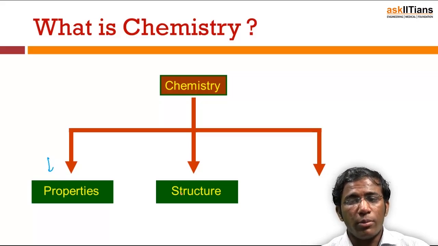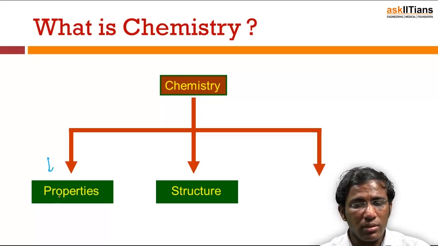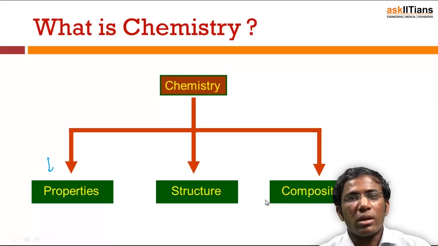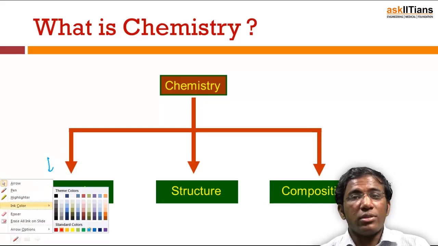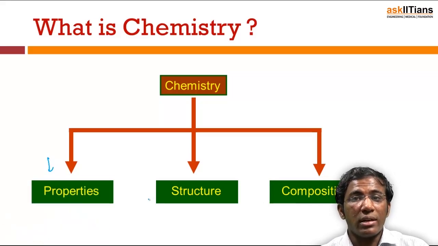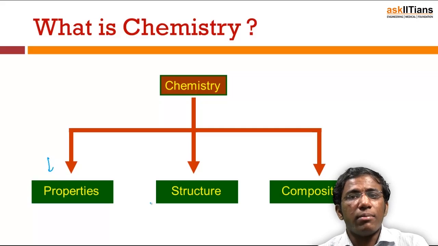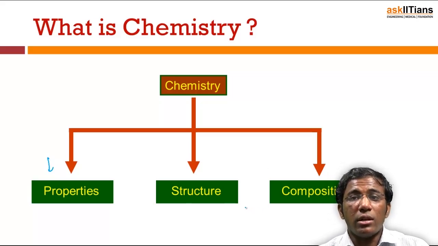Okay, so it's about the structure of the substances, and we'll also learn about the composition. If I take a particular compound, what atoms does it contain, and in what relative amounts are the atoms present? For example, water contains hydrogen and oxygen in a fixed ratio. That is about the composition of water. Similarly, in chemistry we learn about the composition of many other chemical substances also.